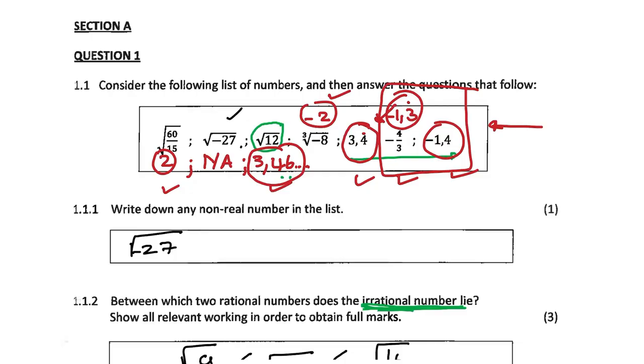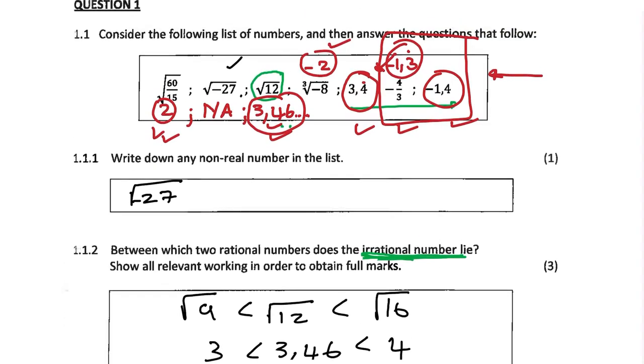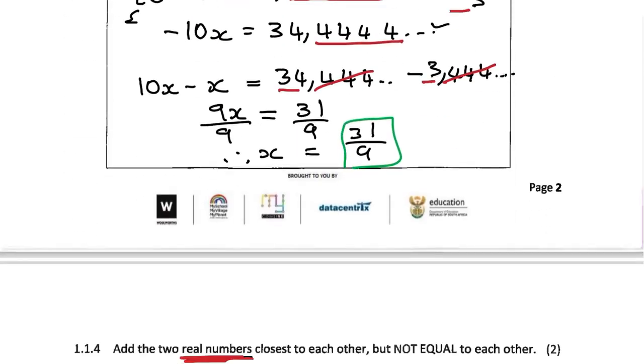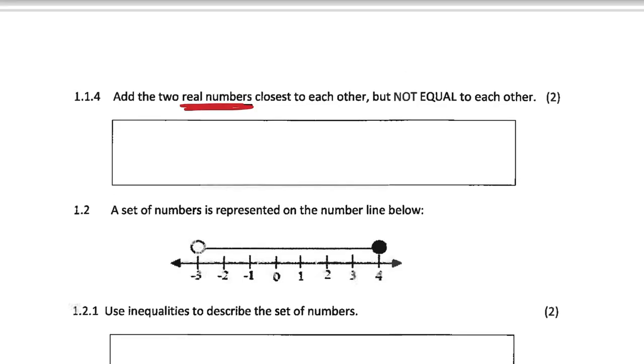And then the second closest will be 2 and 3.46. Okay? So we're going to say now this negative 1.3 and negative 1.4 are closest to each other. So the numbers that are closest to each other are negative 1.3 recurring and negative 1.4. So now the question says we must add them. So you just put a plus in between them, and then you just put that in your calculator.